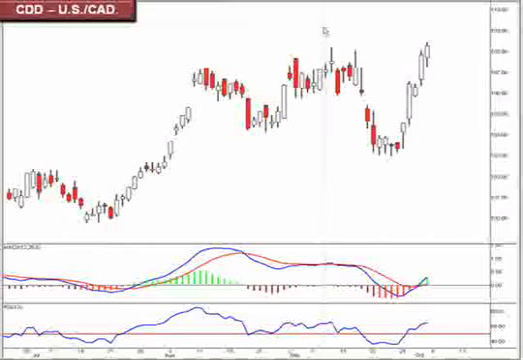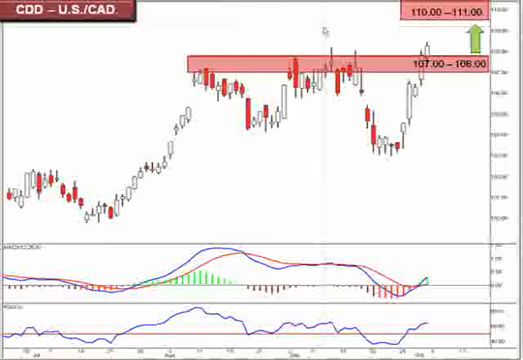Well, the overall strength in the U.S. dollar is clearly visible in our FX options pair values, the first of which is the CDD, the U.S. versus the Canadian dollar. As you can see here, we broke above that key resistance at the 107 to 108 focal zone. That being said, any sort of continuation of this very strong trend to the upside is likely to meet with a little bit of resistance at the 110 to 111.